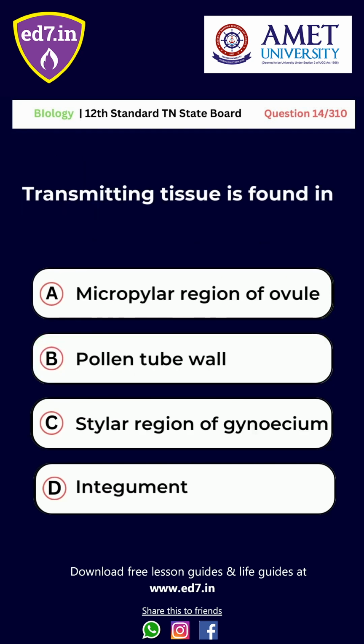Question number 14. Transmitting tissue is found in A, micropylar region of ovule. B, pollen tube wall. C, stylar region of gynoecium. D, integument. And the right answer for this question is option C, stylar region of gynoecium.